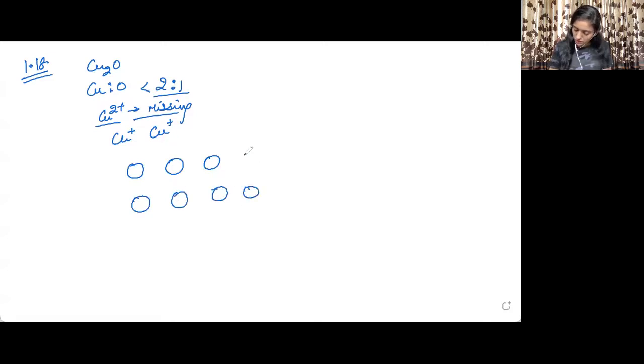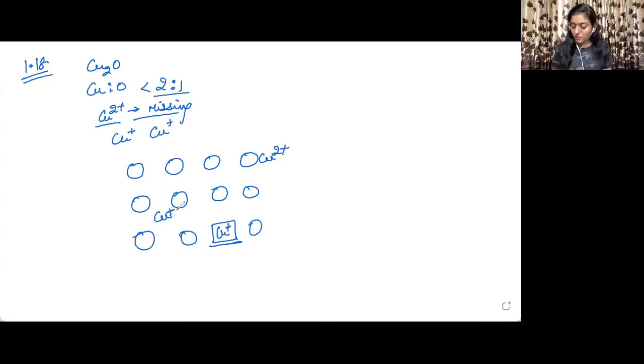Okay, so we can just take it, and I'm just saying that copper 2 positive is missing from this place, and copper 1 positive is taking up this place. All other are copper 2 positives. Now this copper 1 positive is taking one place, but another copper 1 positive will also be required, which will be taking some interstitial space, because the other site is not available. So it will take up some interstitial space.